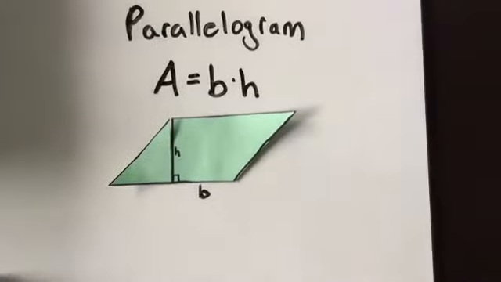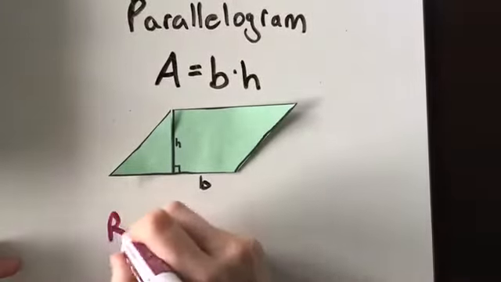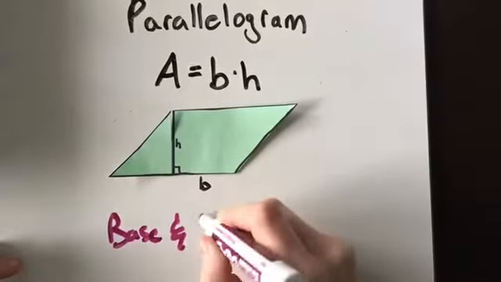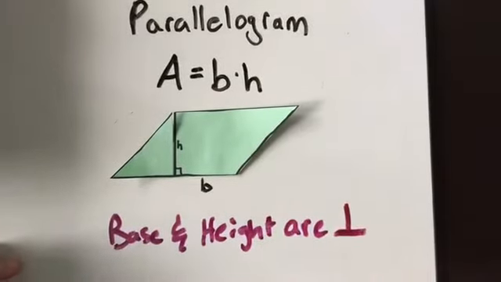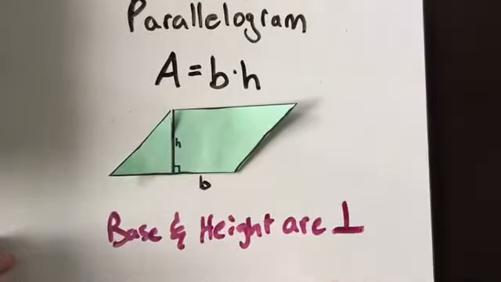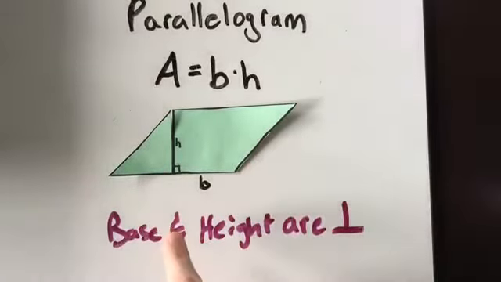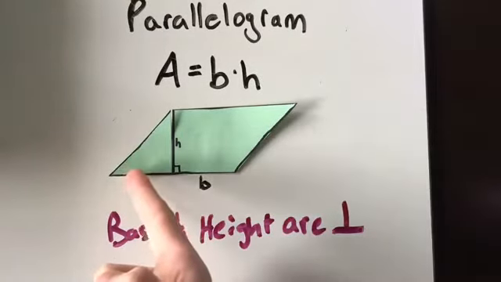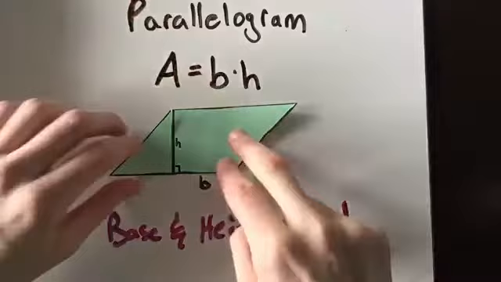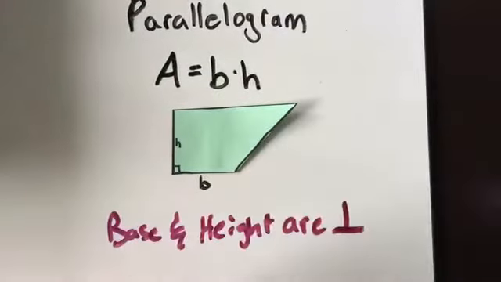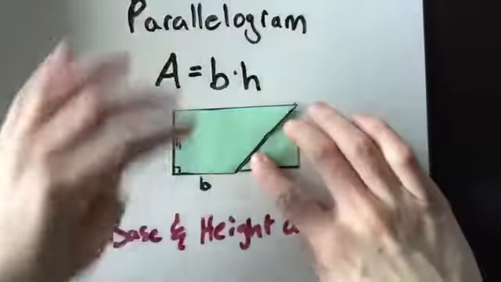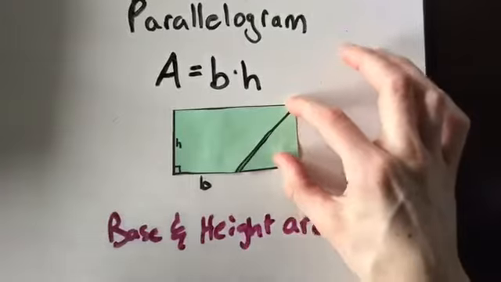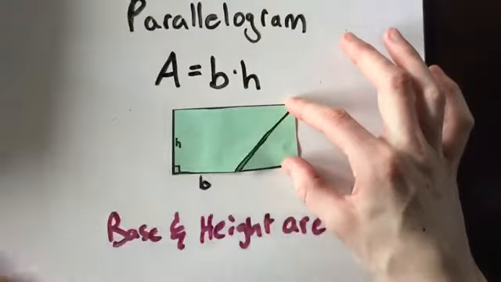Important fact to remember is that base and height are perpendicular. That's our perpendicular symbol, meaning they have a 90-degree angle. So let's take a look at why this formula works. Well, if you look at our parallelogram, it's kind of got like a triangle on this end. If we take a scissor and cut that triangle and then slide it over to our other edge, what we actually form is a rectangle, and then we can see our length times width.